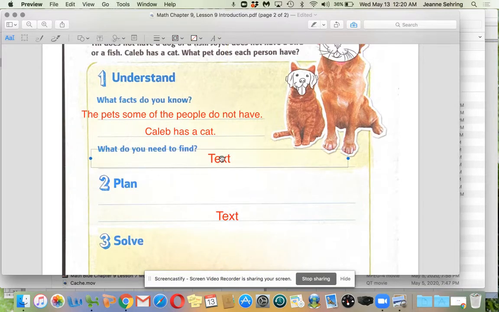What do we need to find out? All right, we need to find out the pet each person has. What pet does each person have? So we need to find out the pet each person has.